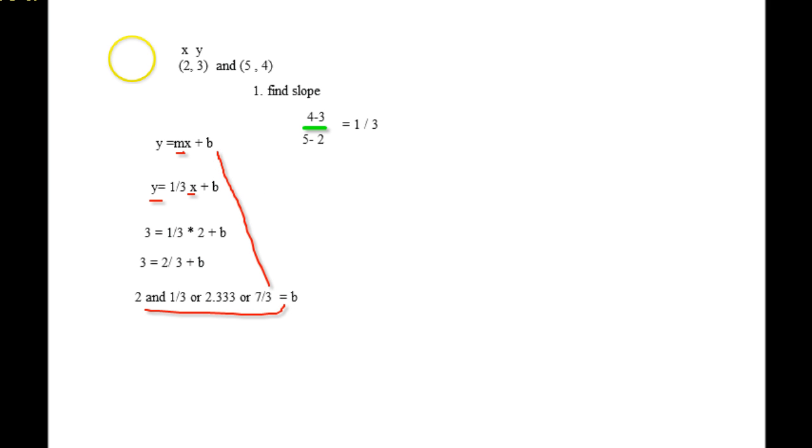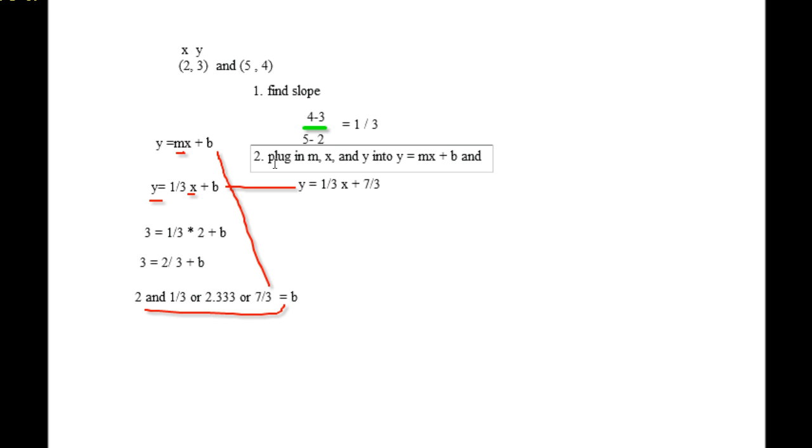Okay, and then you would just plug it back in with the 1/3, and so your equation for this line would be y equals 1/3 x plus 7/3. Okay. All right, so you could get it that way. Should have wrote 7/3. Plug in m, x, and y into y equals mx plus b, and solve for b.